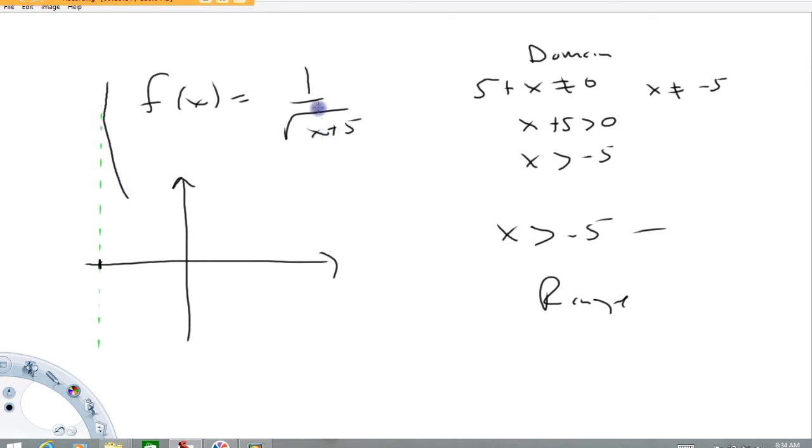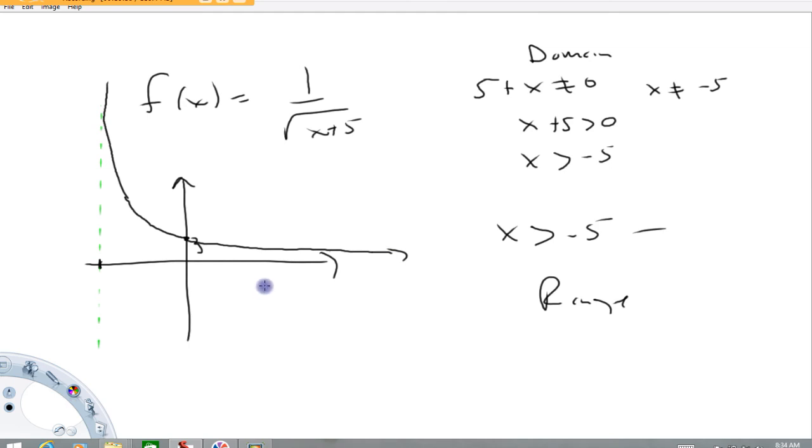And if I put 0 in, this is going to be 1 over root 5. Suffice to say that's going to be some positive value. It's not even important what. If x gets really, really big, this is going to go to 0, so this is going to be a horizontal asymptote. So a graph of this function should look something like this. Hopefully I did that right. You can check it with your graphing calculator.